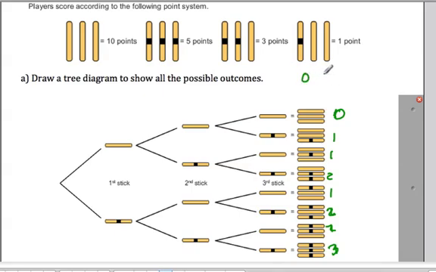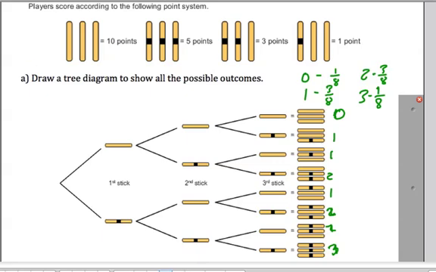So 0 stripes, there is a 1 out of 8 chance. 1 stripe, there are 3 out of 8 possibilities. 2 stripes, there are 3 out of a possible 8 outcomes. And getting 3 stripes, the probability is 1 out of 8. That's an 8, sorry about that. Okay, so that is getting 3 stripes. There's a 1/8 possibility, 1 out of 8 chance of doing that.